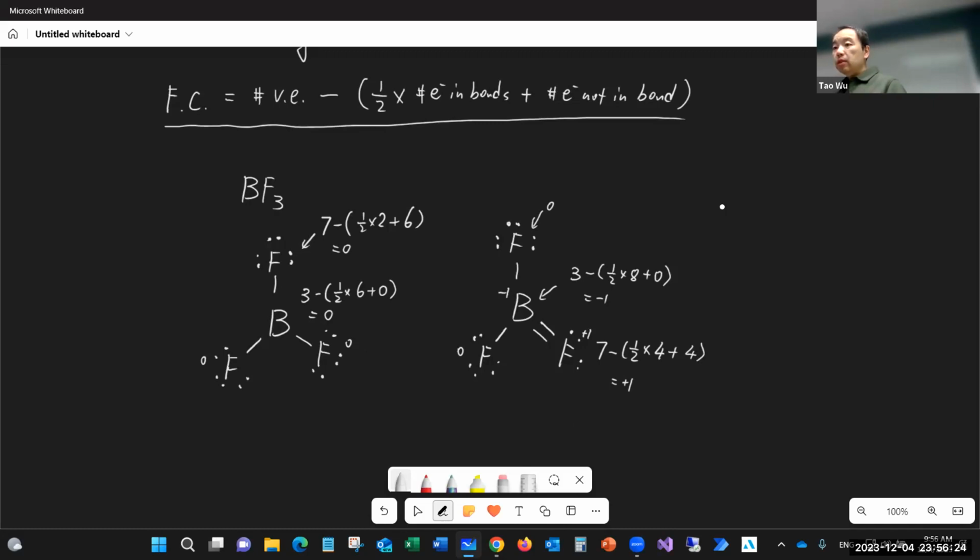For example, this is 0, 0, 0, the 3 elements are all 0. But here, this is 0, 0 for the 2 fluorines, and the boron is -1. This fluorine is a positive 1. So -1, +1 make it 0. So it doesn't matter how you calculate the formal charge for the elements in the compound, the sum should be 0. Otherwise, it doesn't make sense.